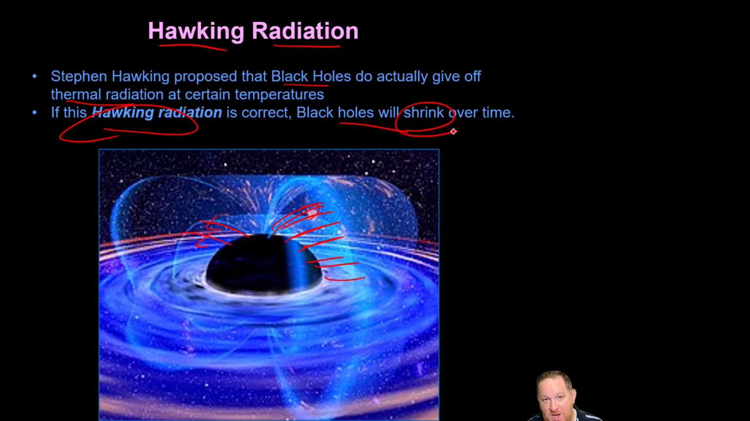Now, we're still talking about millions of times the mass of the sun. So these things are huge. But if this Hawking radiation hypothesis is correct, black holes will actually be shrinking because they're giving off this radiation.